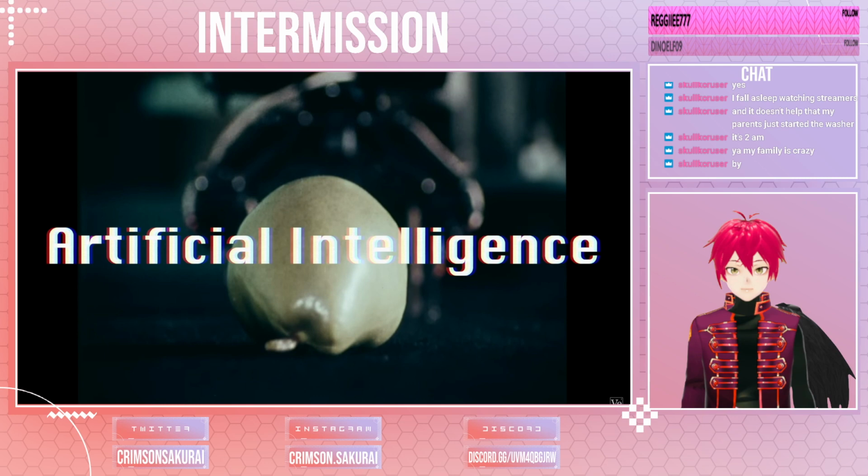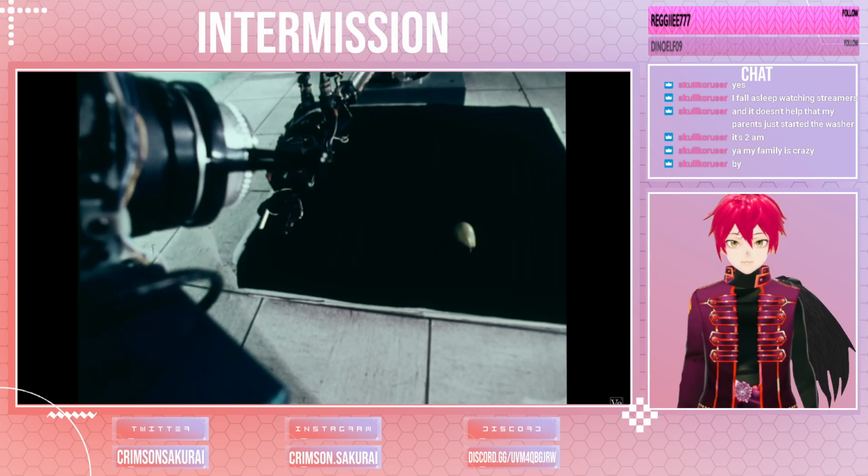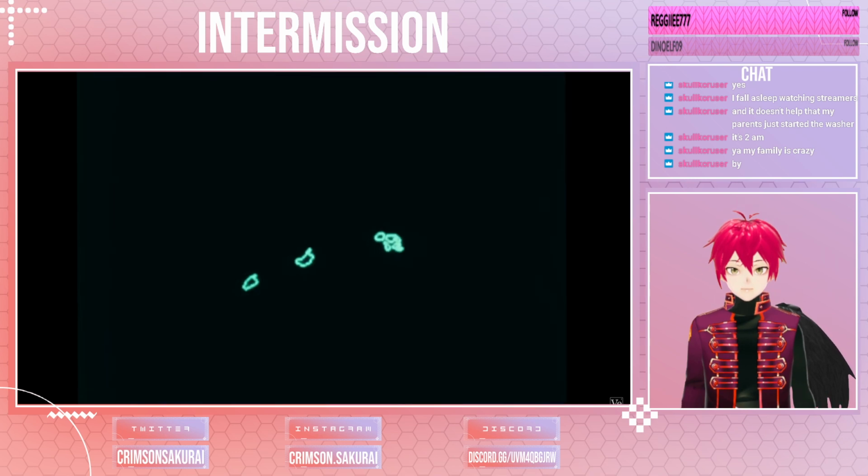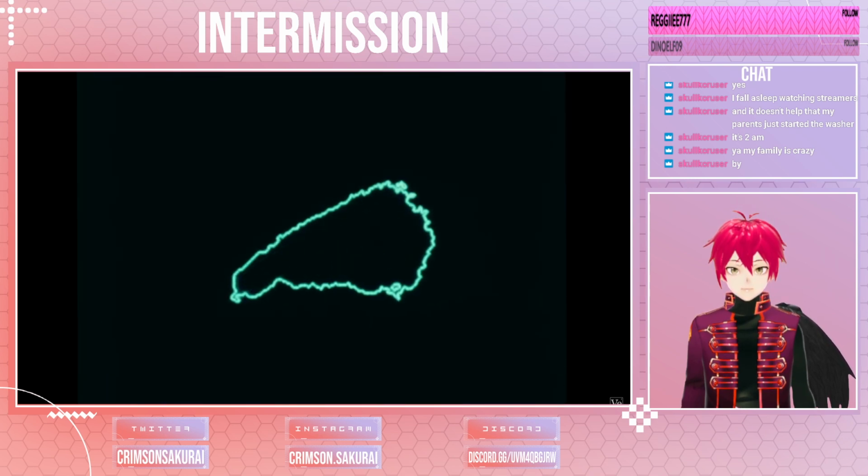It all starts with artificial intelligence. A machine has been programmed to see and to move objects. AI isn't new. The term was coined back in 1956.